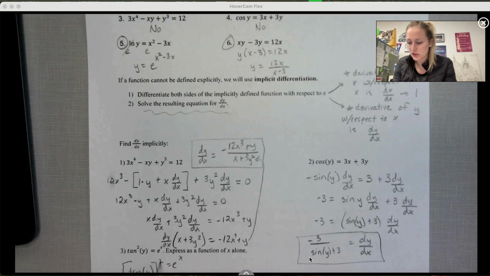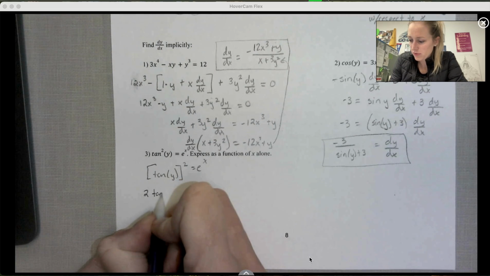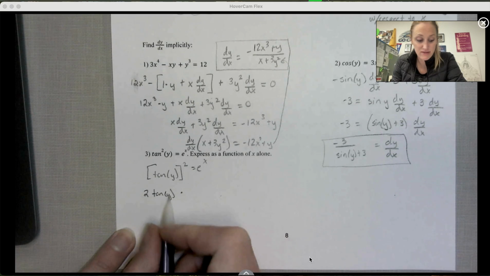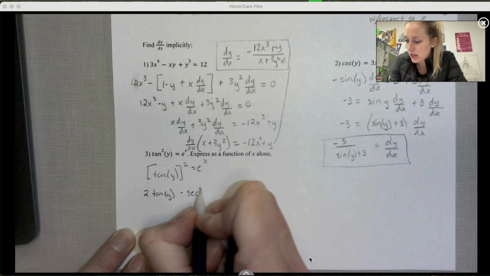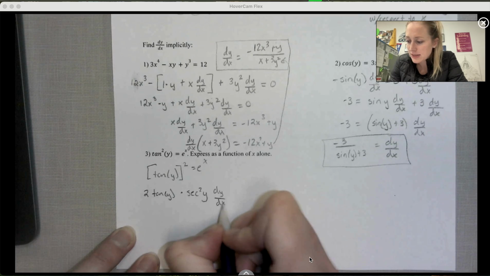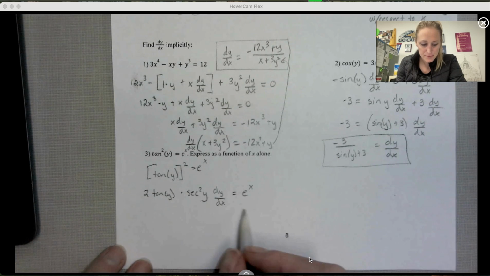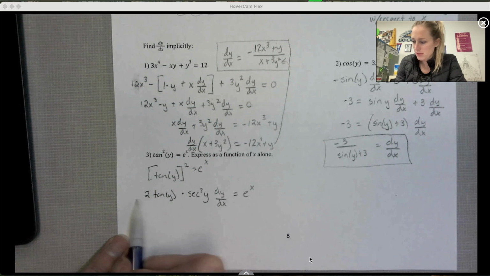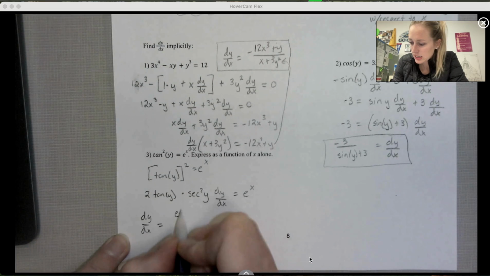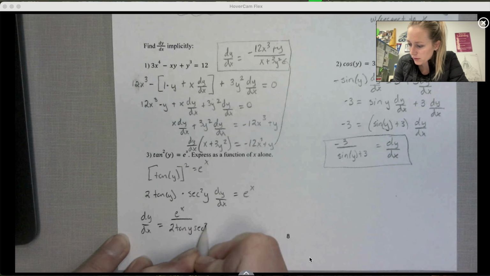Derivative of, I got to use the chain rule, so I'm going to bring down my 2. So we've got 2 tangent of y now to the 1, right? But by the chain rule, now times the derivative of tangent, which is secant squared y, and this whole time it's been with y's, so I have to do dy dx. Derivative of e to the x is itself, and then again, you don't have to put the dx. Okay, so now solve for dy dx. So I'm going to divide by this whole thing. So we've got dy dx equals e to the x over 2 tangent of y secant squared y.